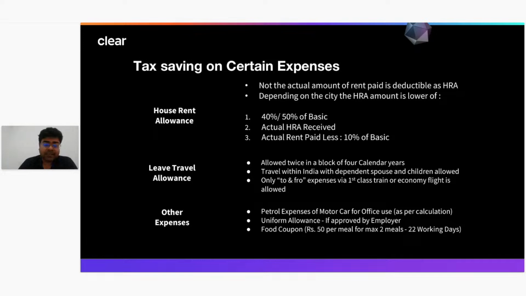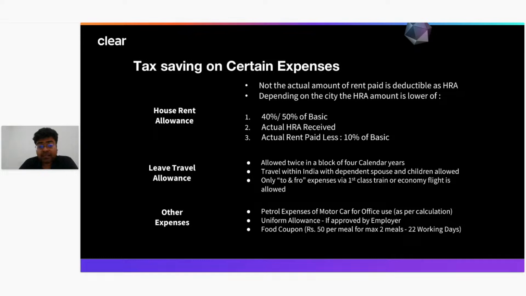However, there are certain conditions as well to claim leave travel allowance. Firstly, leave travel allowance deduction is given to you twice in a block of 4 years. Now, the recent block started from 1st January 2022, so right now we are in the second year of the block. Secondly, the travel must be within the confines of India. It should not be a foreign travel.